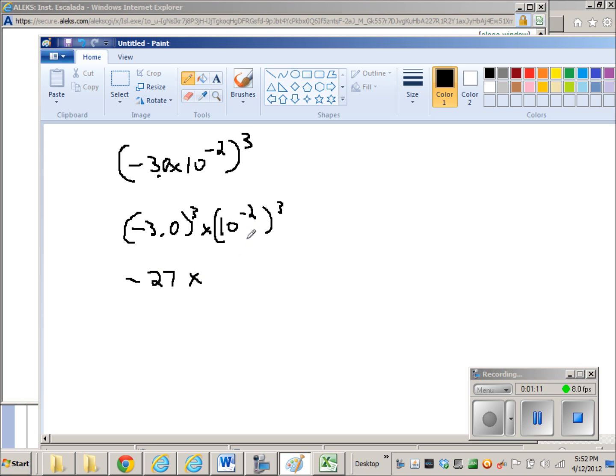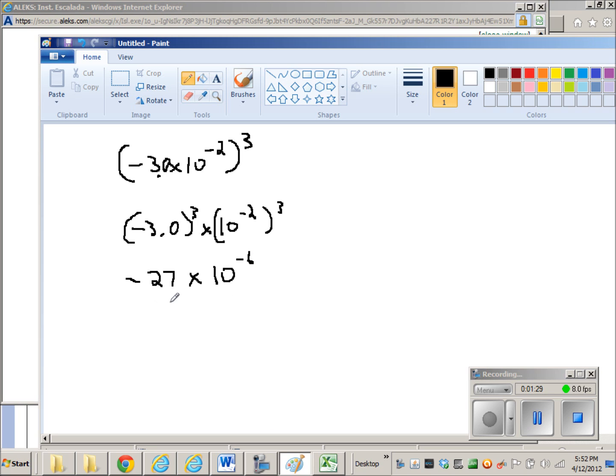And we use properties of exponents over here, so we're going to multiply these two together. If you have a number raised to an exponent and all of that's raised to an exponent again, you multiply the exponents, so it's going to be 10 to the -6.